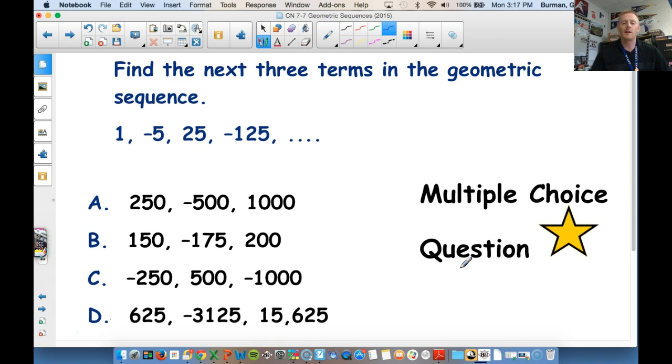All right, now that the multiple choice question that you have is right here in front of you, use the same things that we just talked about. You'll be just fine. It's pretty simple.